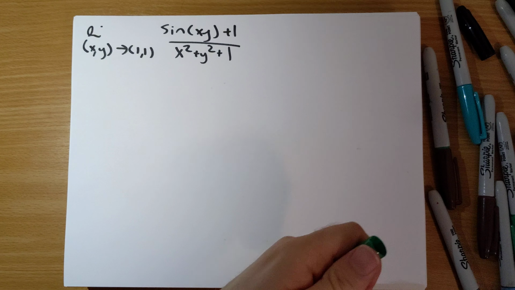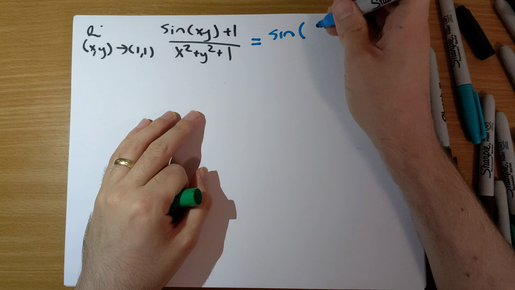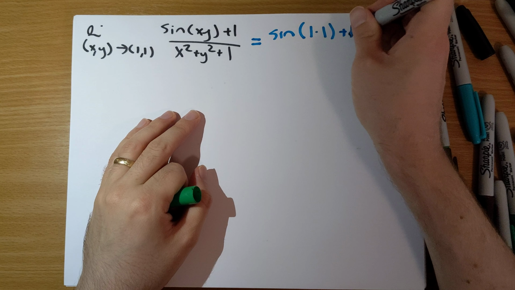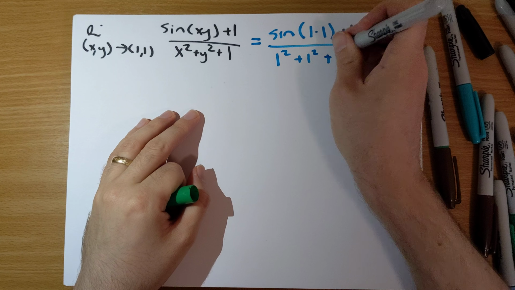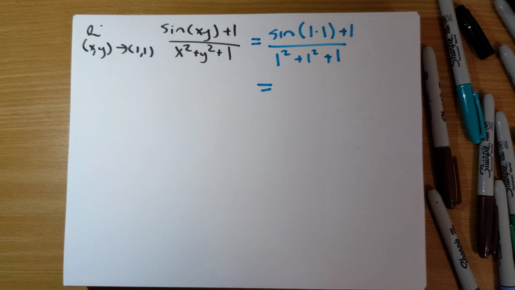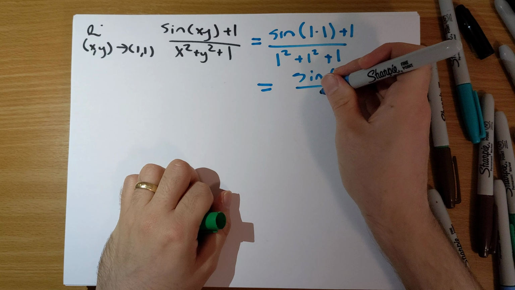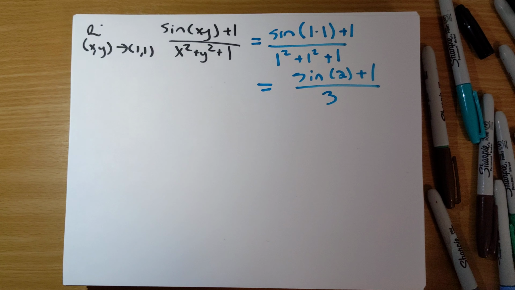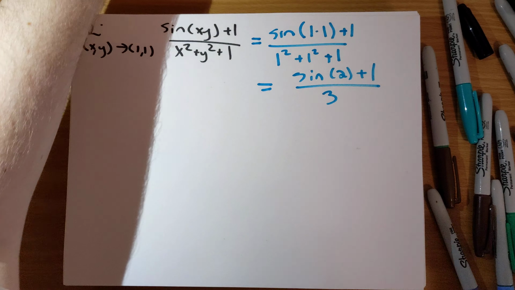The function we're taking a limit of is a continuous function, and so we can simply evaluate this limit by substitution. So we plug in x is 1, y is 1. We end up with sine of 2 plus 1 upstairs and 3 downstairs. And this is our final answer, and that's all the work we have to do. Nothing more. This is it. Okay, so that's problem number 22.